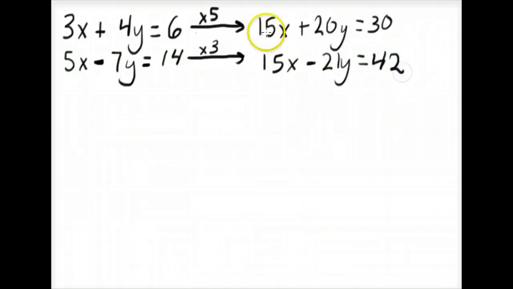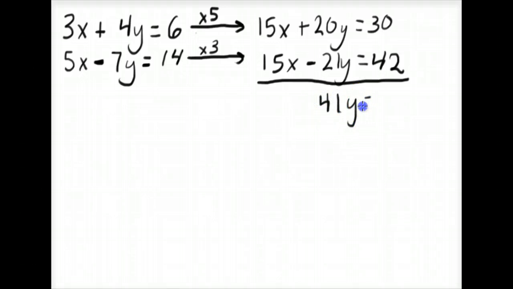Now that we have the coefficients the same for x, we can eliminate x by subtracting one equation from the other. So subtracting this equation, we need to subtract each term. So 15x minus 15x will get us just 0. 20y minus negative 21y is the same thing as adding the two, so we're going to get positive 41y equaling, and then 30 minus 42 is going to be negative 12. So then, solving for y, we're going to get y is approximately negative 0.29.